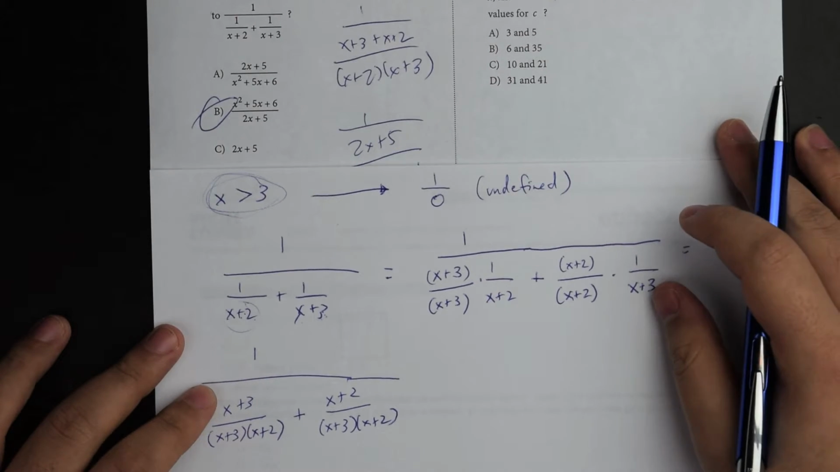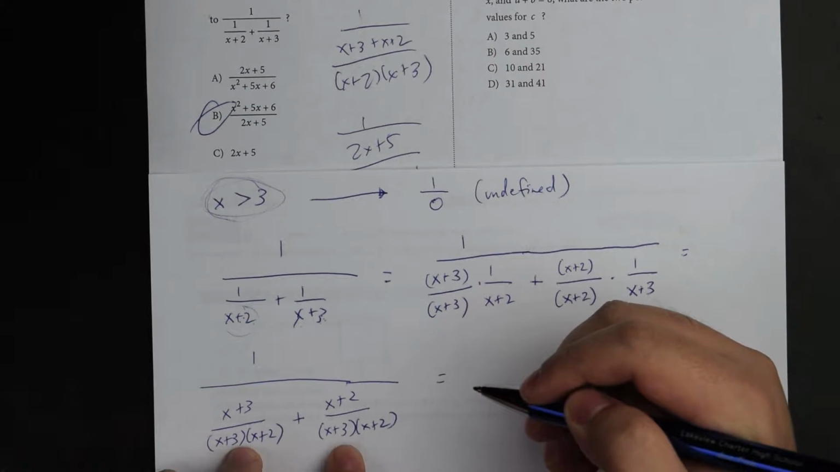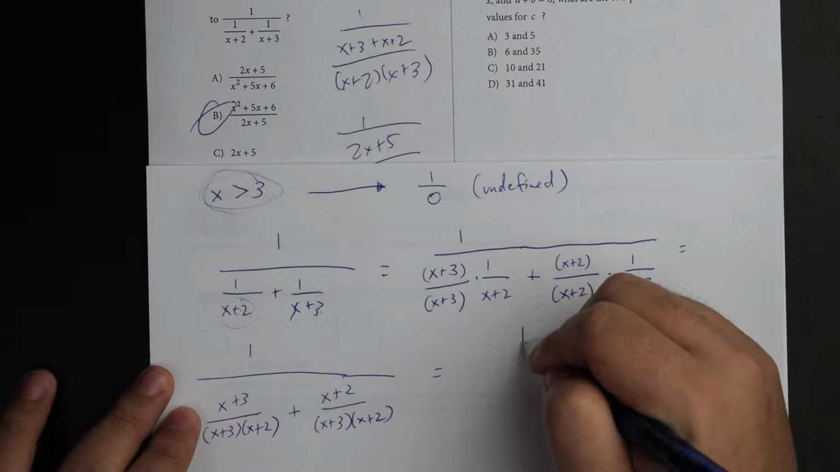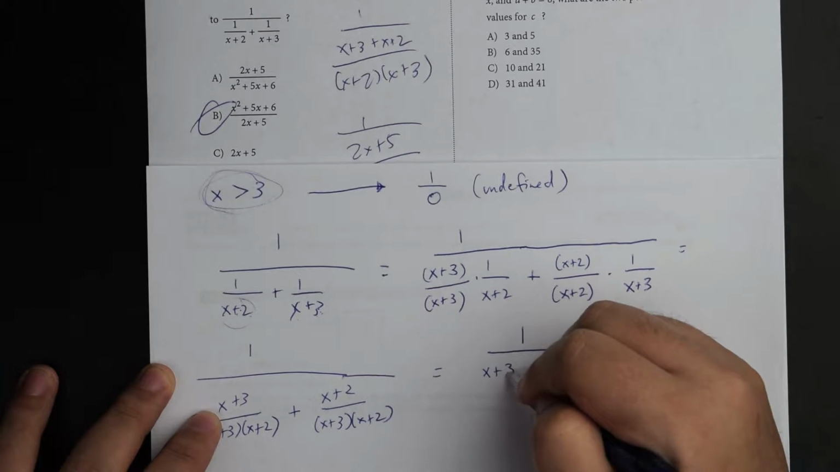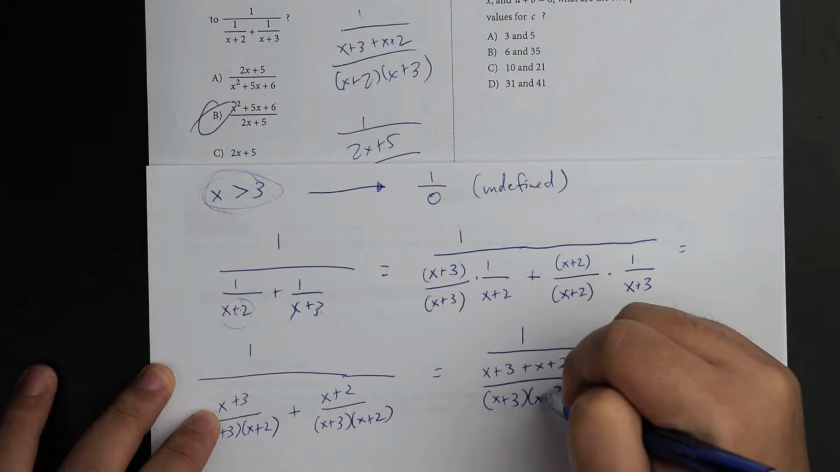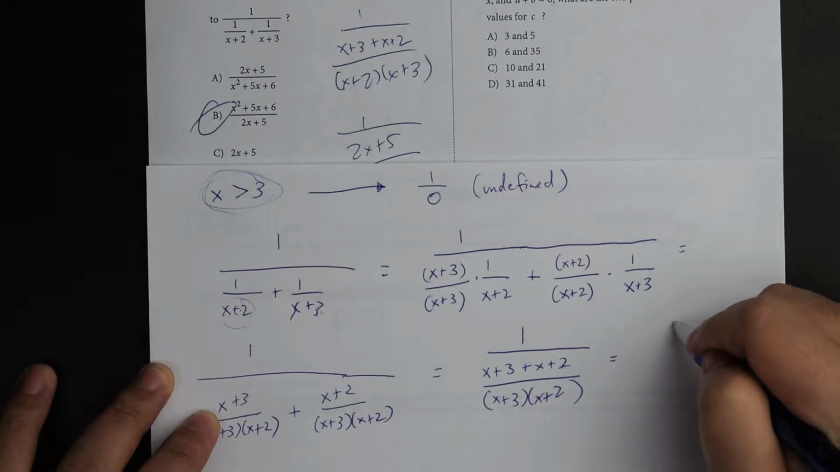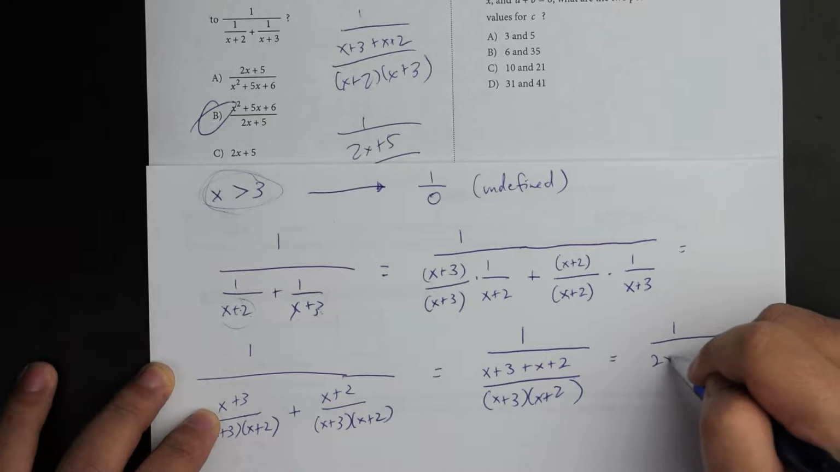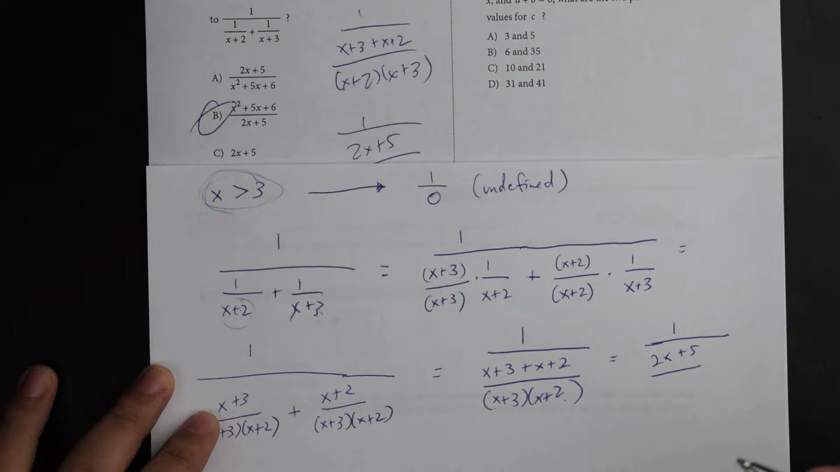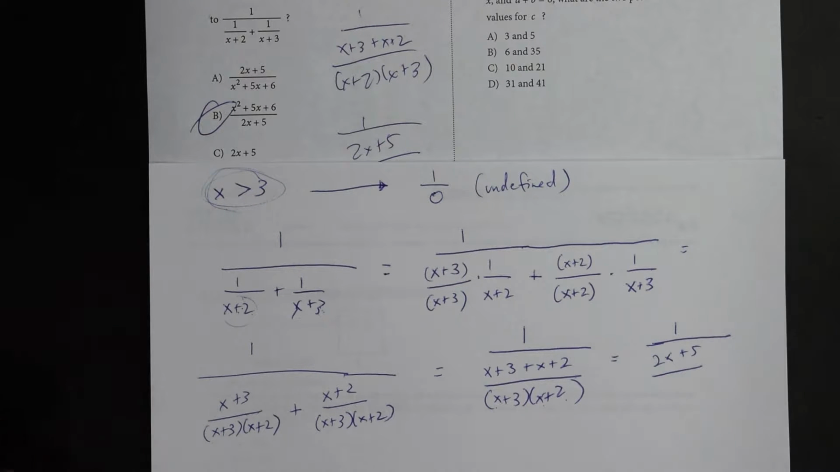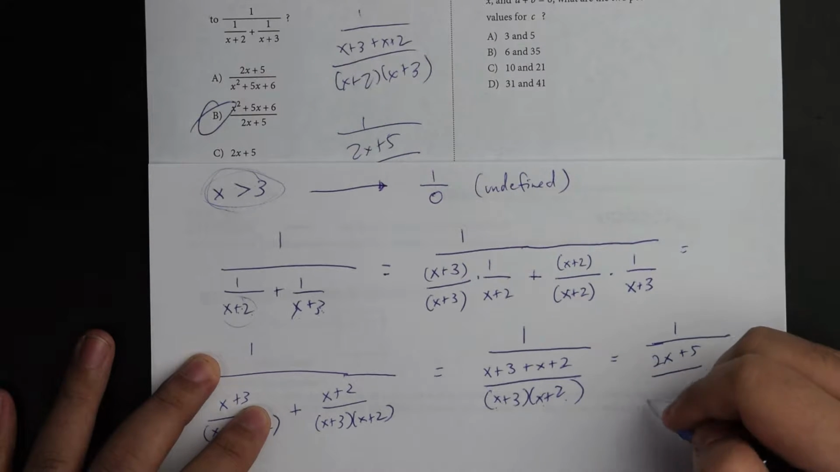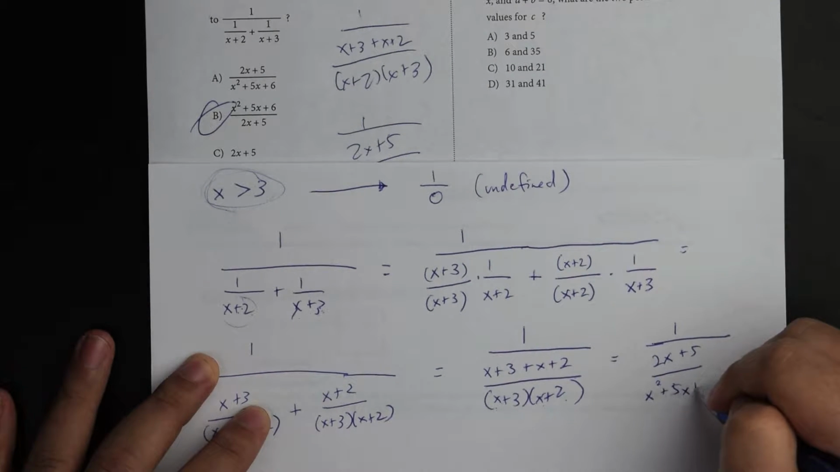Afterwards, I need to combine these because they have like denominators, which means I can combine the numerators, the top parts, together. That's going to be x plus 3 plus x plus 2 over (x plus 3)(x plus 2). Simplifying and combining terms, I get 2x plus 5 over, and for the denominator I could do the box method if you're familiar with the Common Core format, or the foiling method, the old traditional format. It ends up being x squared plus 5x plus 6.